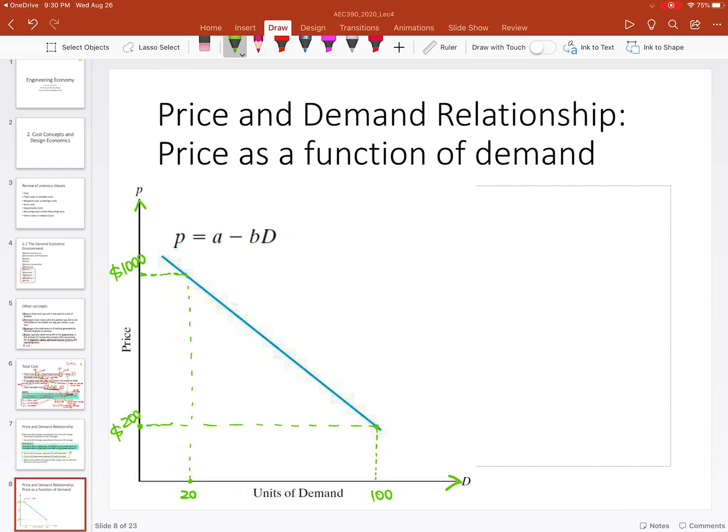And then if you want to write the function of this line, this is gonna be the function you can use. So this function or this formula describes a line like this. So P is the price, and A and B are just two constants, okay, and the D is demand.